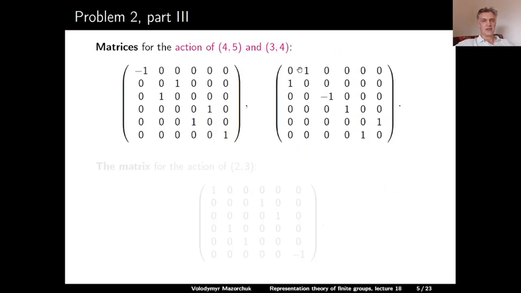So the matrix is, we swap the first and the second basis vector, the third has diagonal element minus 1, the fourth has diagonal element 1, and we swap the last 2 basis vectors.